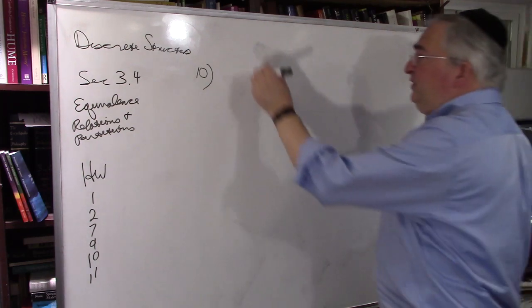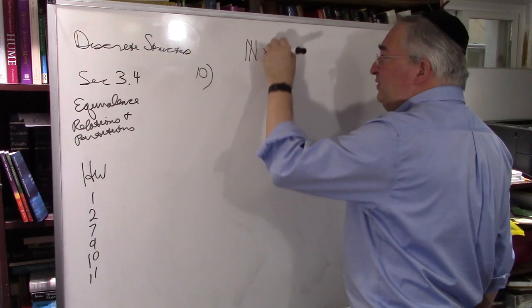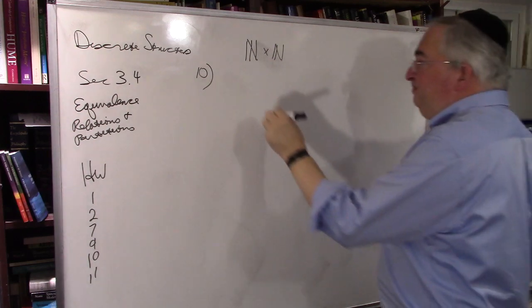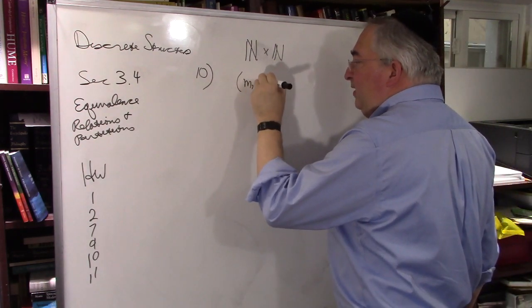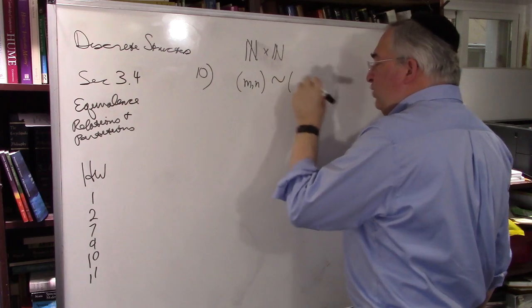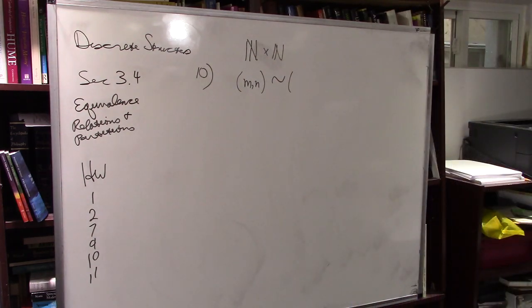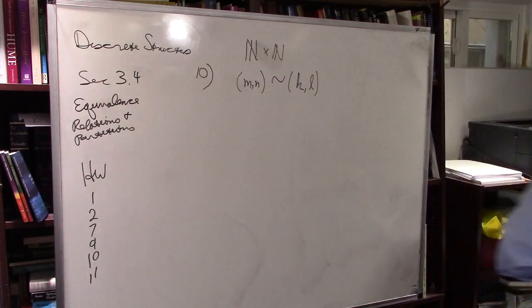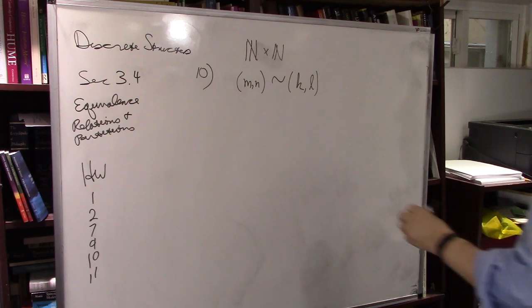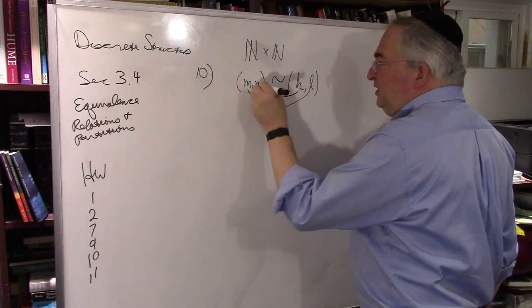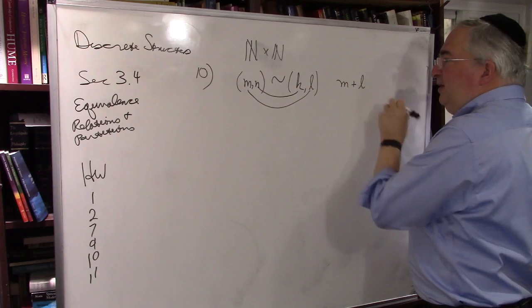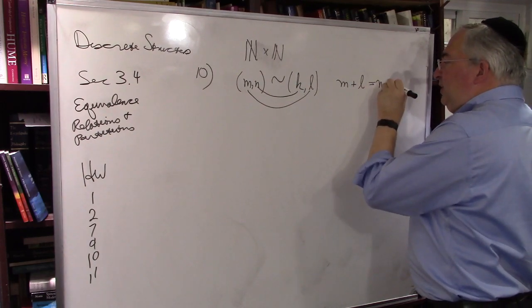So now we're dealing with the natural numbers cross the natural numbers. And we have the following. These pairs of numbers, we have m comma n, and they're related to a k comma l. The idea is as follows: if m plus l is equal to n plus k. So if this plus this is equal to this plus this, then they're related.